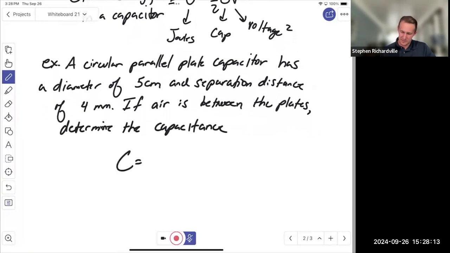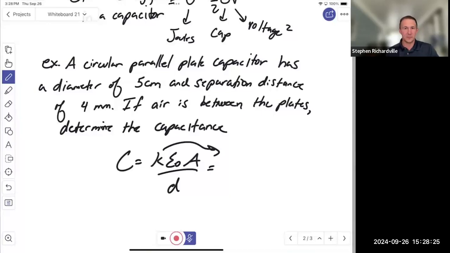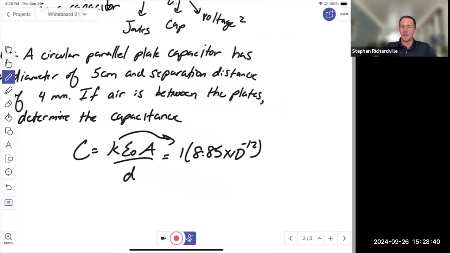So capacitance is K epsilon naught A over d. K is going to be 1. That's not, again, Coulomb's constant. That's my dielectric constant. On your data sheet for AP Physics 2, it's kind of a funky little K. It looks a little bit different than the K that we would use for Coulomb's constant. 8.85 times 10 to the negative 12. That constant's called epsilon naught, the permittivity of free space. It's how an electric field moves in space. It's kind of cool how electric field saturates space.